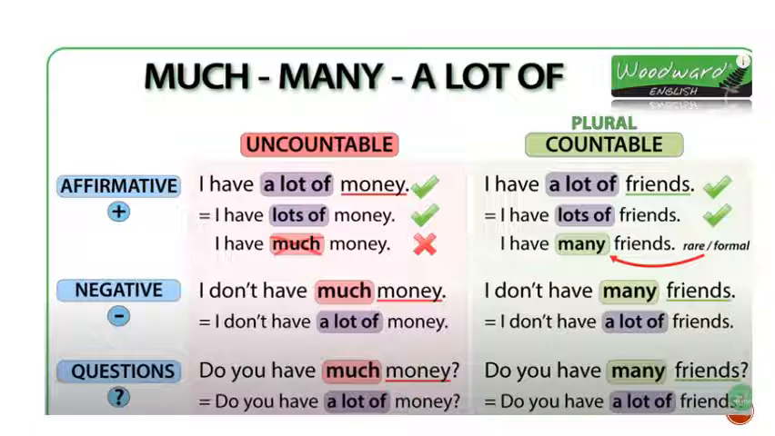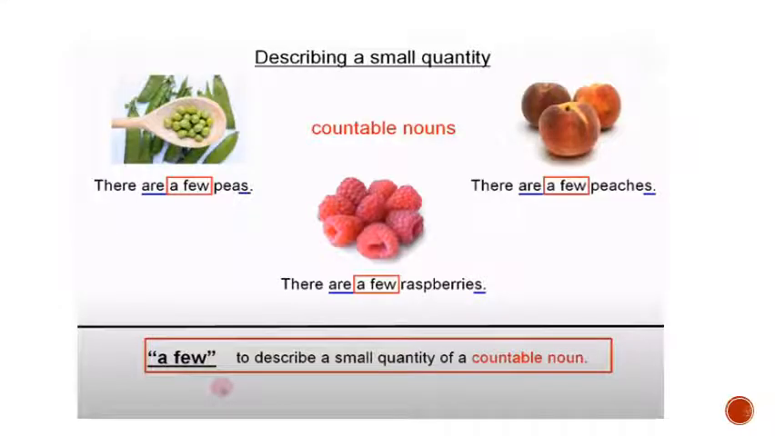In questions, do you have many friends? Do you have a lot of friends? We use many and a lot of in questions with a countable noun. But there are some cases when we do not want to describe a large quantity of something, but we want to describe a small quantity of something. In this case, there are some quantifiers used with countable nouns and uncountable nouns.